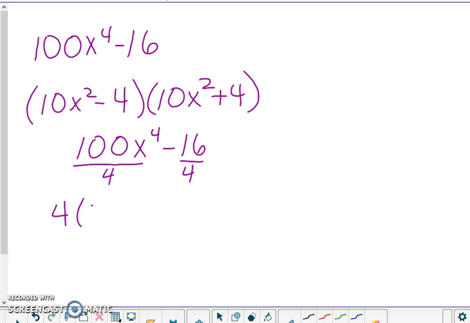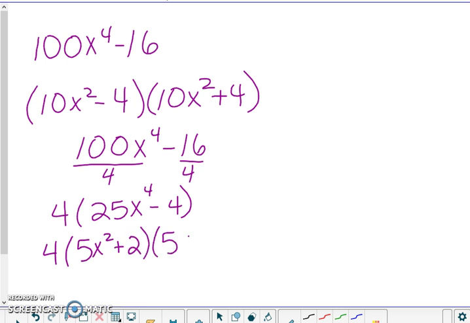And 100 divided by 4 is 25. And we're not going to do anything to the x, so we're going to have x to the 4th. And 16 divided by 4 is 4. Now 25 and 4 are also perfect squares. So the most complete factorization of 100x to the 4th minus 16 is 4 times 5x squared plus 2 and 5x squared minus 2. And that would be the complete factorization of this particular problem.